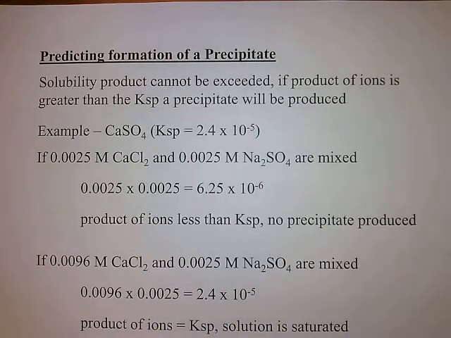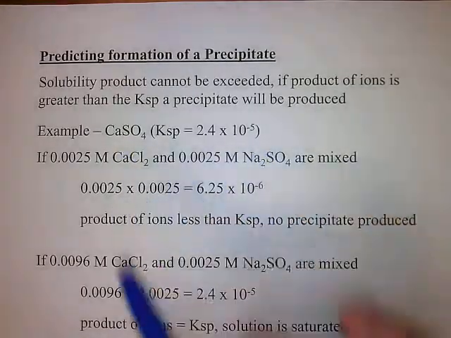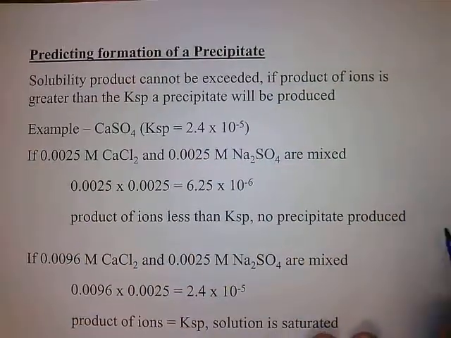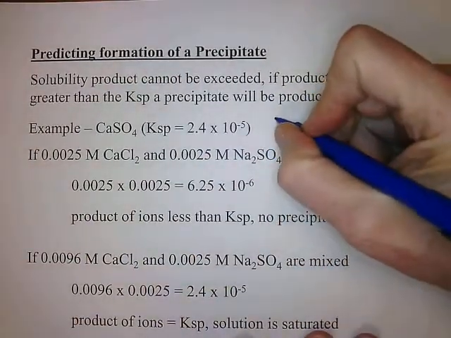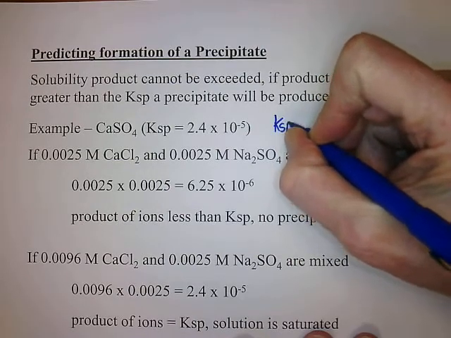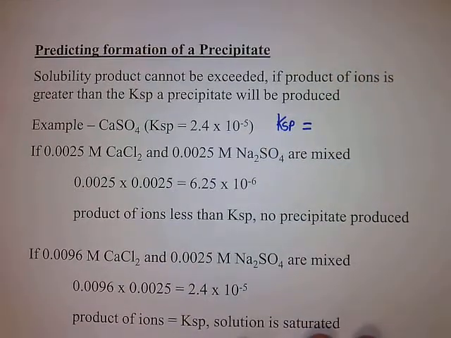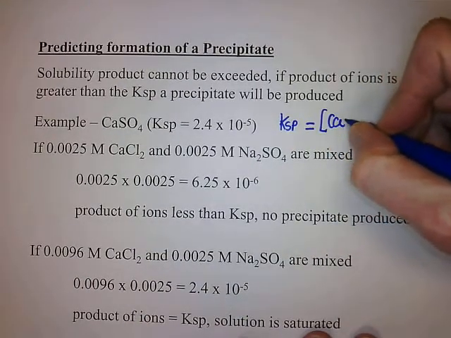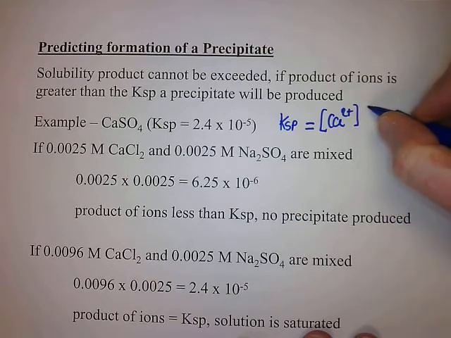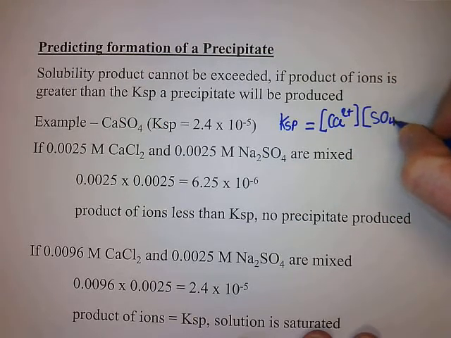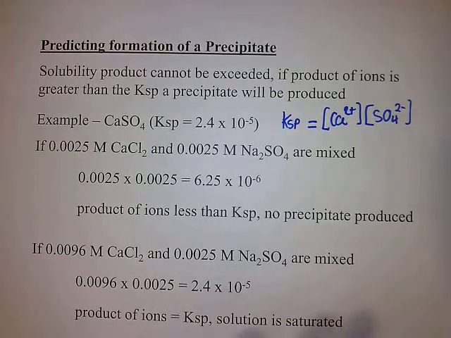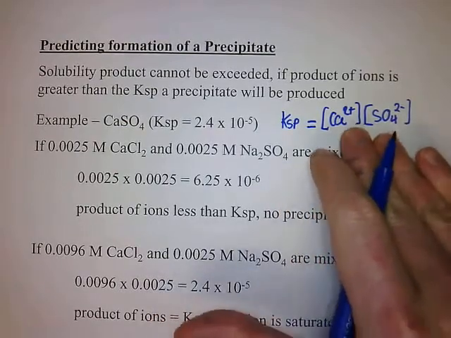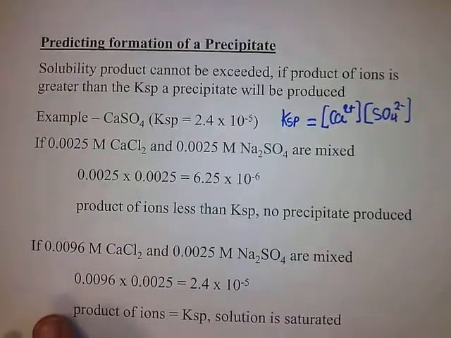So as an example, let's use calcium sulfate. Okay, KSP of calcium sulfate is 2.4 times 10 to the minus fifth. Right, so one more time, your KSP in this case is the product of the ions. In this case, it's going to be concentration of calcium ion times concentration of sulfate ion. Now, one more time, that cannot be exceeded. This cannot exceed 2.4 times 10 to the minus fifth.